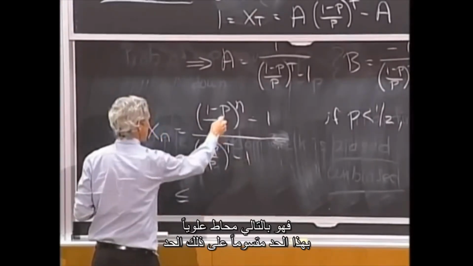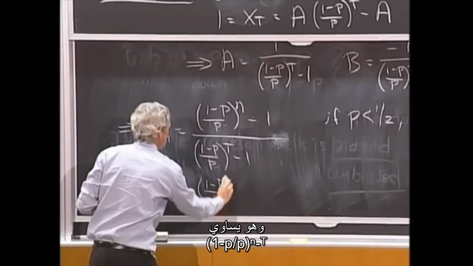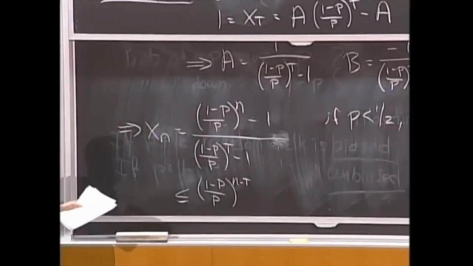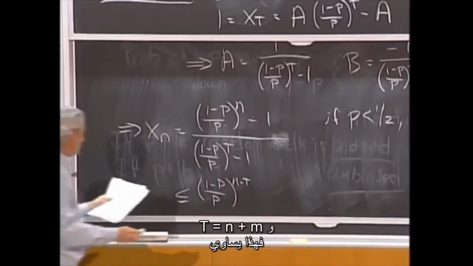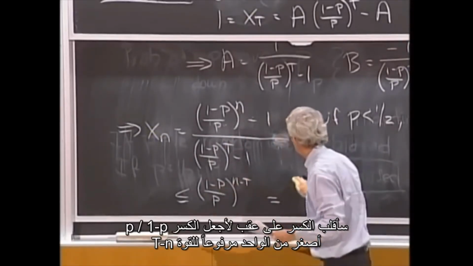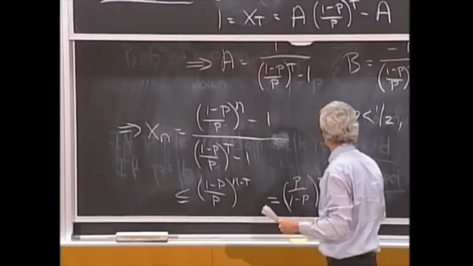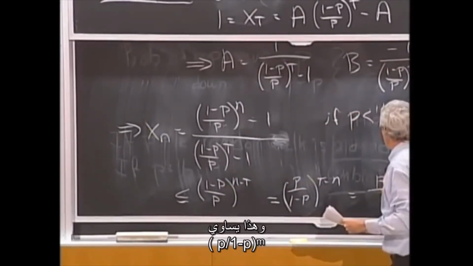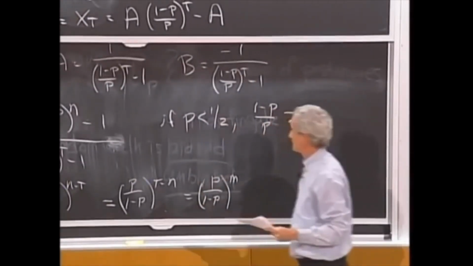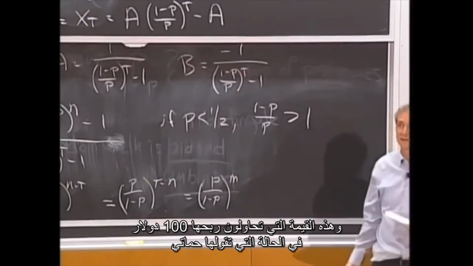It's upper bounded by this over that, which is ((1 minus p) over p) to the n minus t. And t is just n plus m. So why don't I turn it upside down, make it p over 1 minus p to get a fraction that's less than 1, to the t minus n. And that equals (p over 1 minus p) to the m. And this is how much you're trying to get ahead, $100 in the case of my mother-in-law, say.